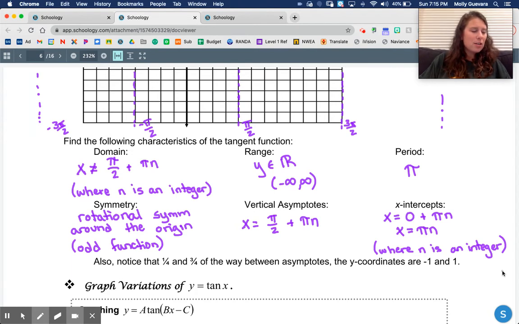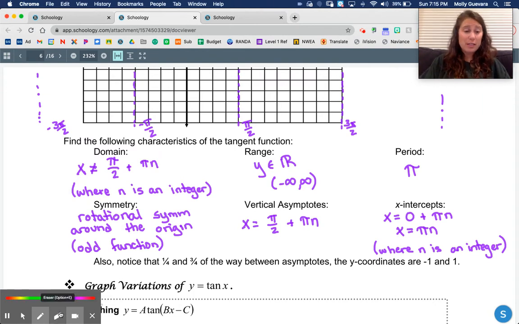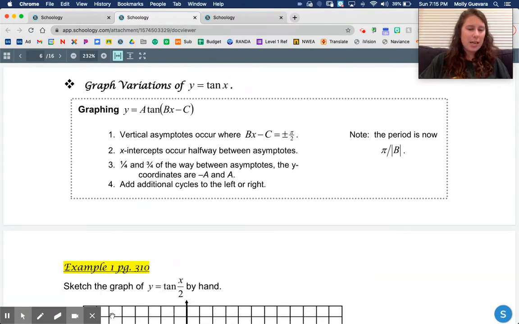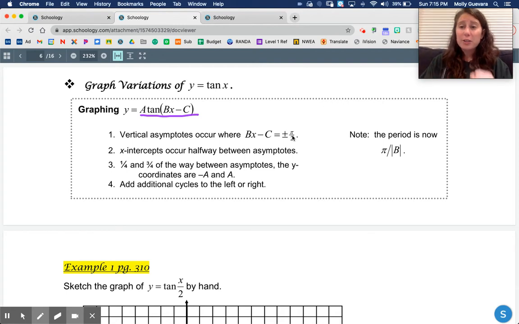Okay, so let's look at the equation of tangent and see how we move it left, right, up, down, all that fun stuff. Graph variations of tangent. Here is my parent graph of tangent. Vertical asymptotes occur at, remember, for our parent graph, pi over 2 and negative pi over 2. If the graph has been moved left or right, those values can change, but my original ones are positive pi over 2 and negative pi over 2.